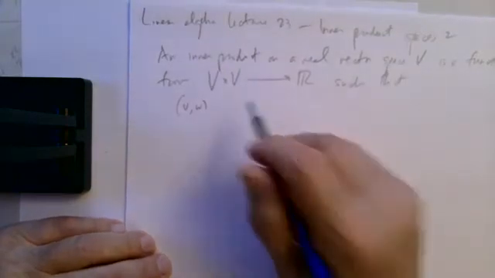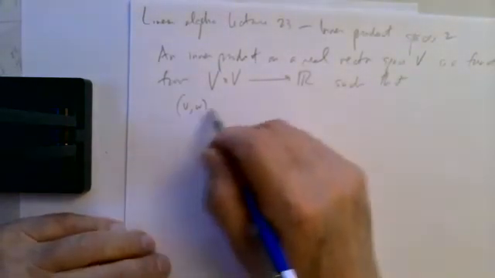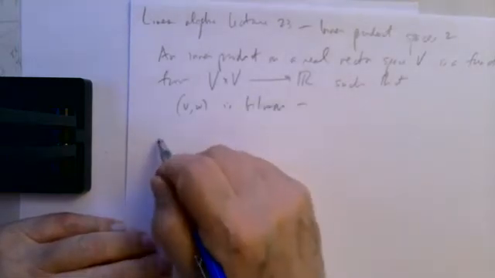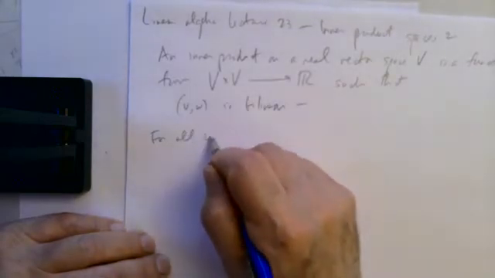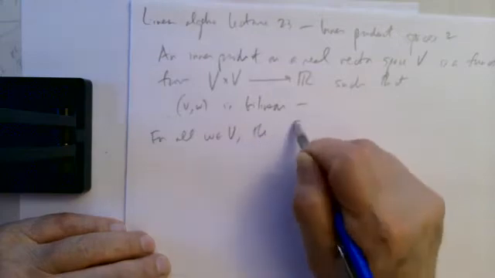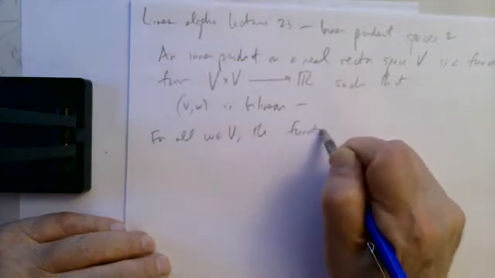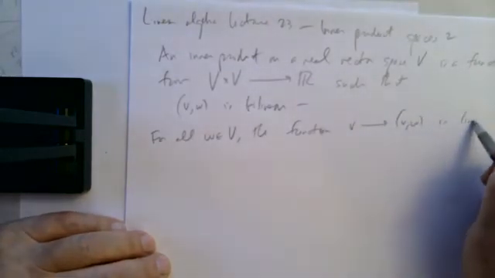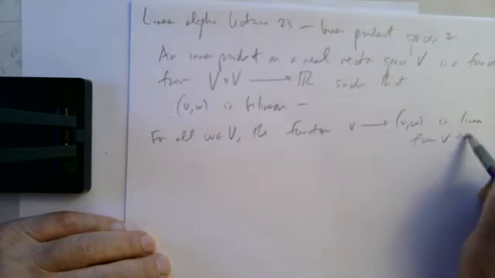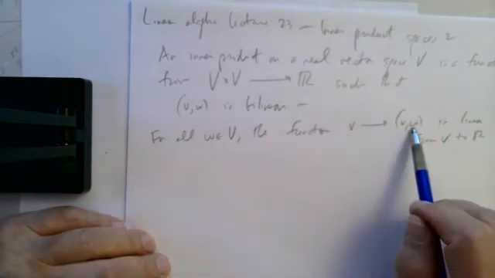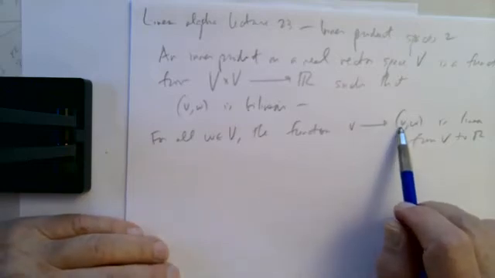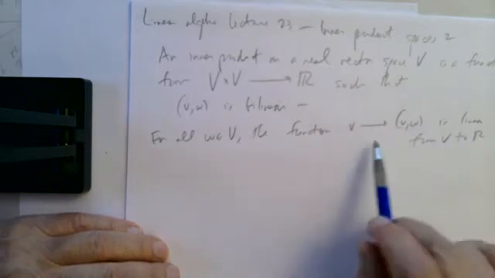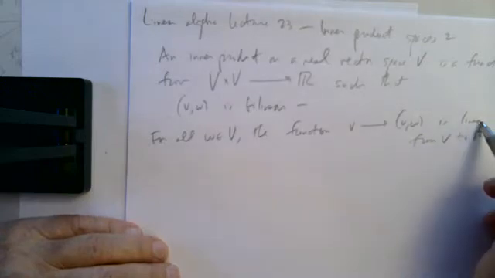And the properties it has to satisfy are the following. First of all, this is bilinear. And what that means is, for all W in V, the function that sends V to V comma W is linear from V to R. That is, once you fix this vector W, this is just a function of the first variable V, and this is a real number. So for every vector V, you get a real number. This is a function from V to R, and it's a linear function.